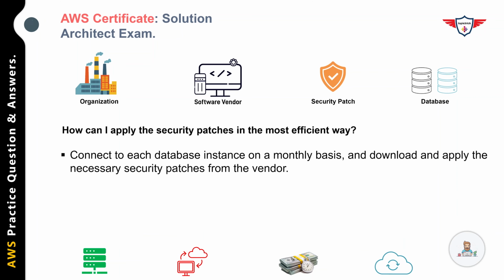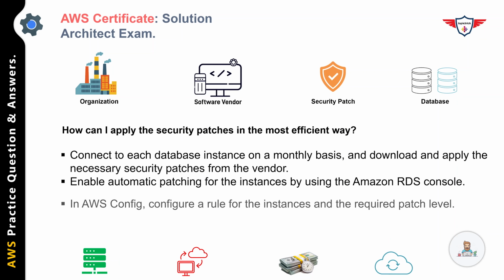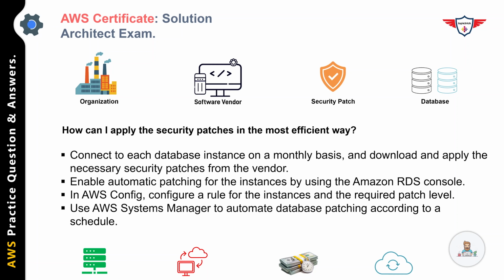Your options are: connect to each database instance on a monthly basis and download and apply the necessary security patch from the vendor. Enable automatic patching for the instance by using the Amazon RDS console. In AWS Config, configure a rule for the instance and required patch level. And the last one is use AWS Systems Manager to automate database patching according to a schedule. The correct answer is use AWS Systems Manager to automate database patching according to a schedule.